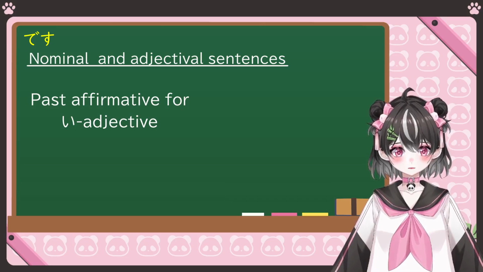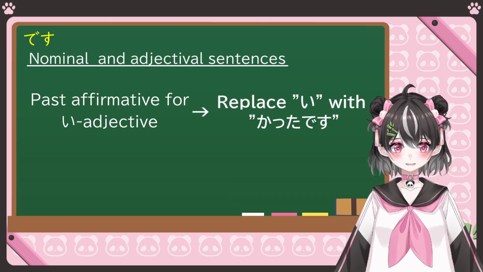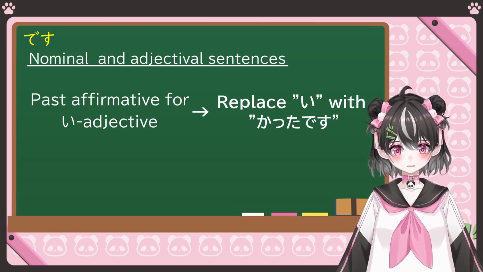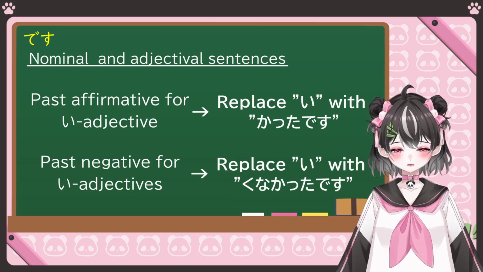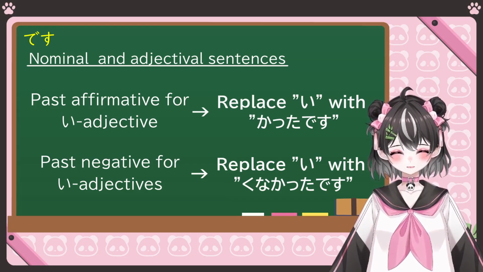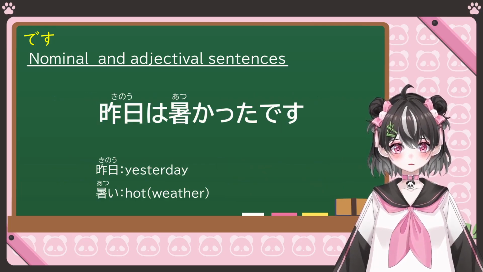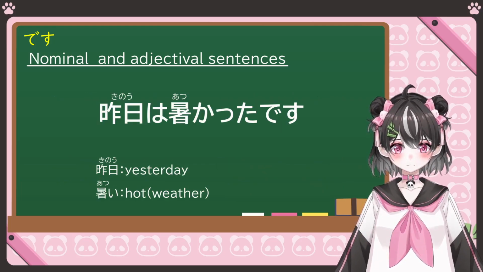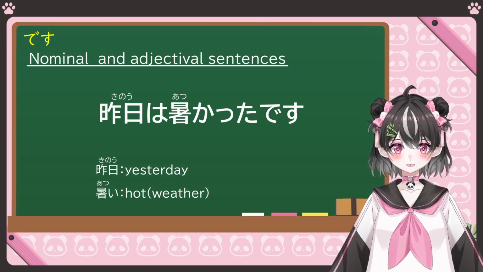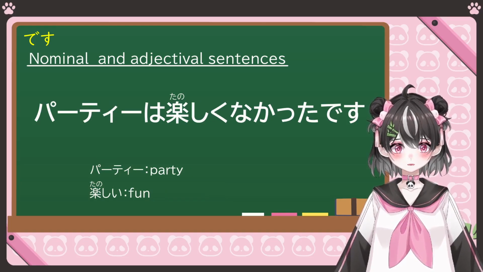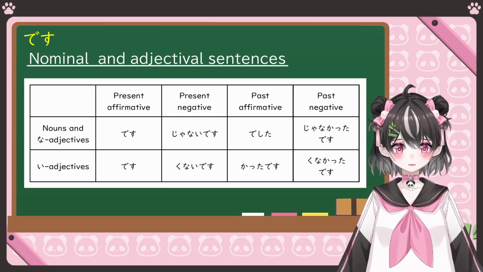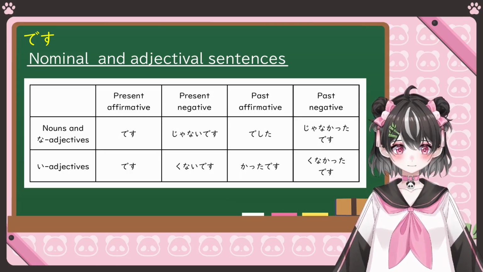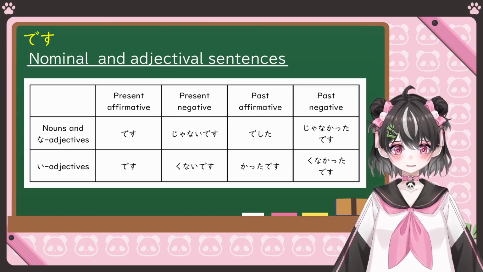For the past affirmative form of い adjectives, replace い with かったです。And for the past negative form, replace い with くなかったです。For example, 昨日は暑かったです。パーティーは楽しくなかったです。Okay, that was a lot of information, but here is a summary table of adjective conjugation. Use this table to practice by yourself.